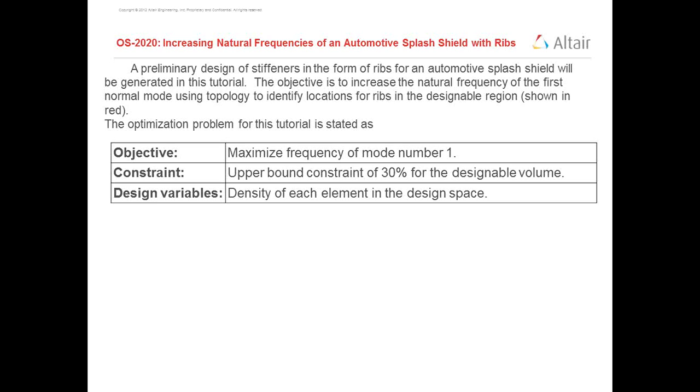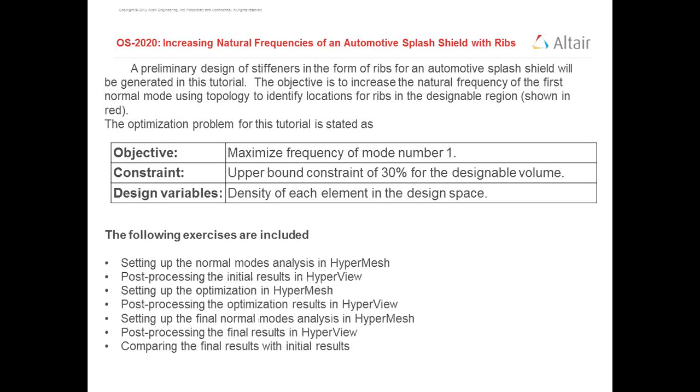So the optimization problem for this tutorial is stated as follows. The objective is to maximize the frequency of mode 1. My constraint is an upper bound constraint of 30% for the designable volume, and my design variables are the density of each element in the design space.